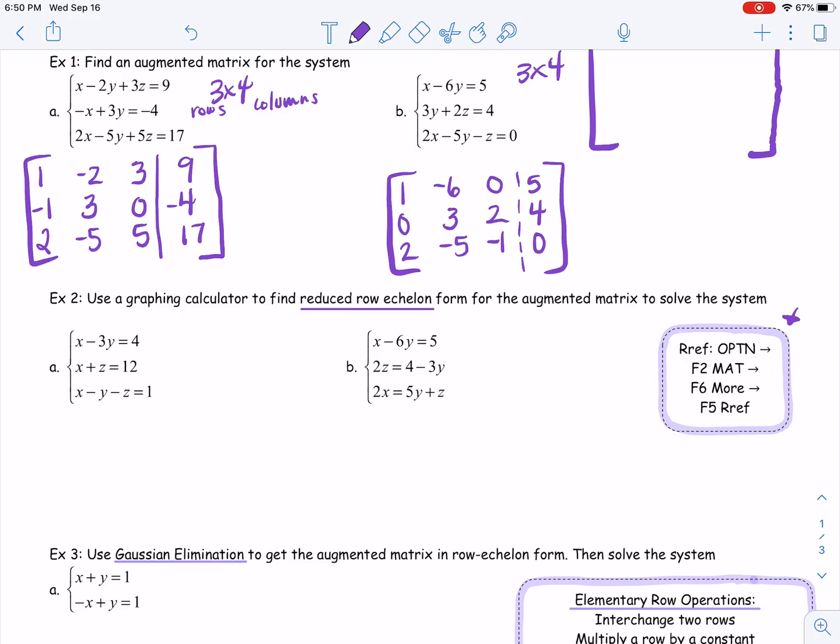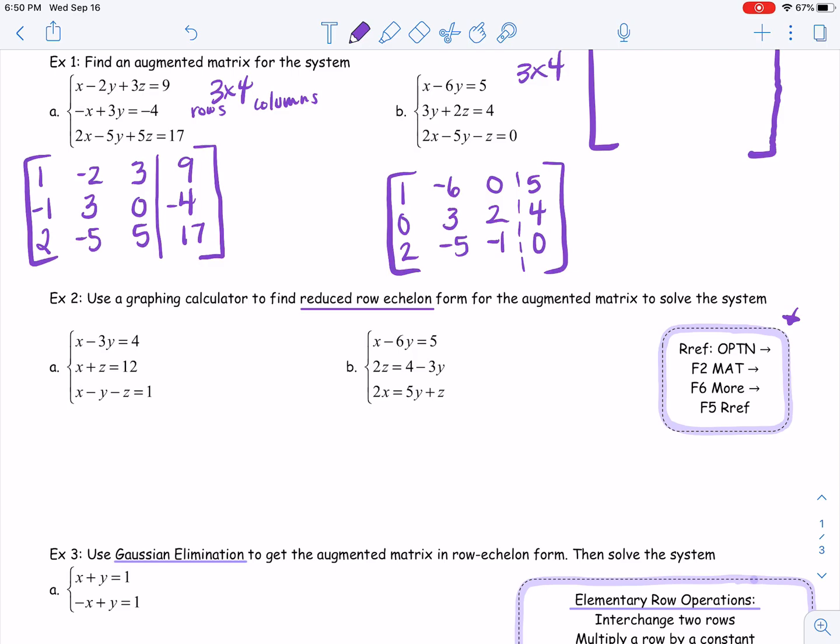Then you'll see some more options, but what we want is not there, so we're going to arrow over, which is option F6, to get more options. And then we'll finally see that RREF, which stands for reduced row echelon form. And that's what we want, because reduced row echelon form is going to solve the system for us.